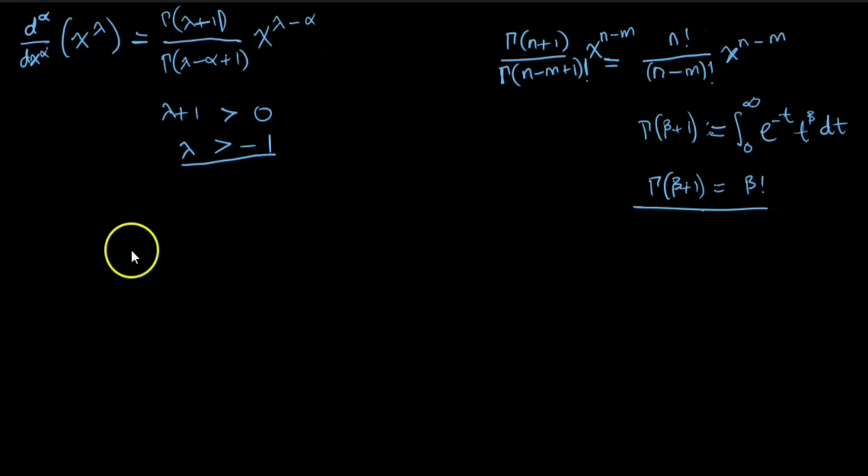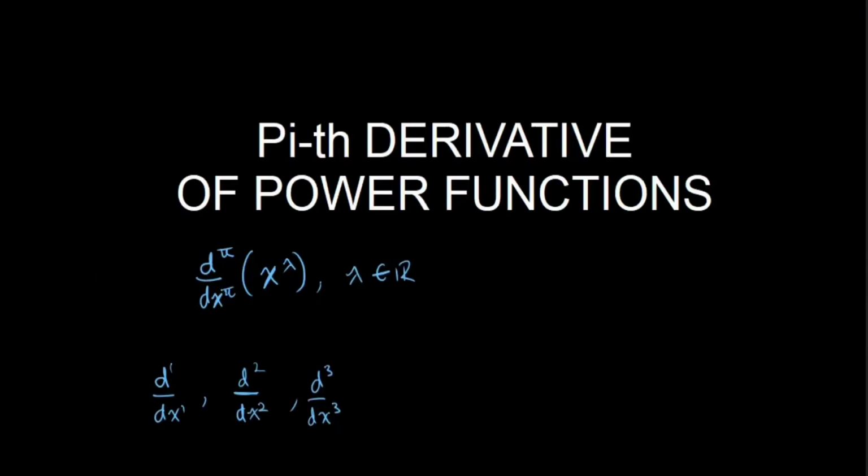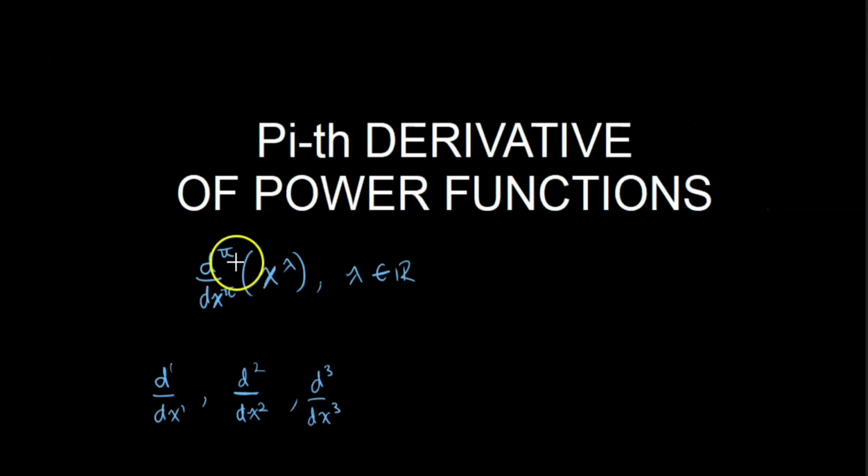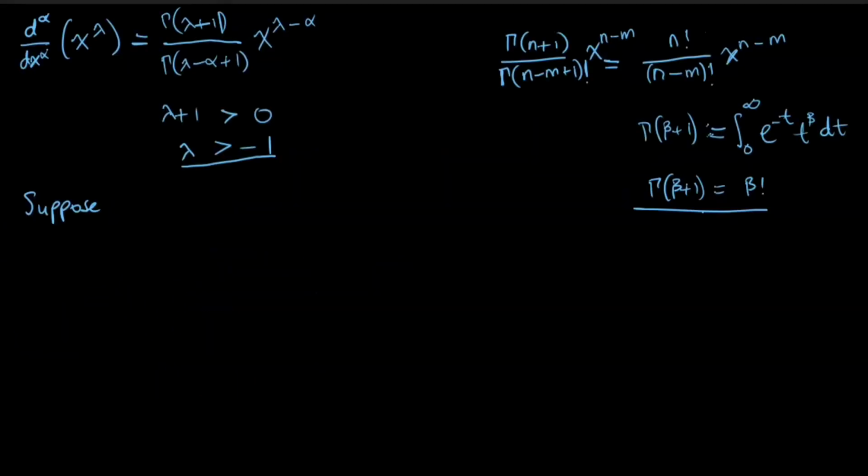So going back to our goal, which is to find this, let's see what we can do with this result. From this result, what can we do? Suppose that we want the order to be pi, the pi-th derivative. So suppose that alpha is equal to pi. Okay, good. So what happens?